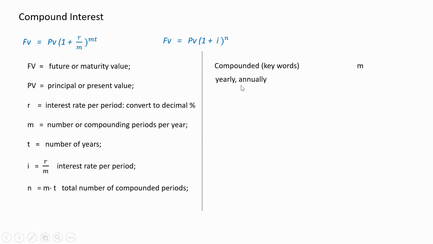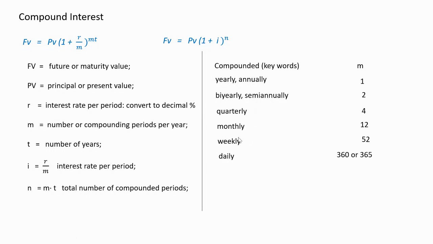When you see the word yearly or annually, you're going to plug in 1 for the m. If you read the words bi-yearly or semi-annually, m is equal to 2. Quarterly, m is equal to 4. Monthly, m is equal to 12. Weekly, m is equal to 52 because there are 52 weeks in a year. And daily is going to be either 360 or 365. At times, the book might be specific to use 360 if it's compounded daily. And if it doesn't say to use 360, it's always 365.